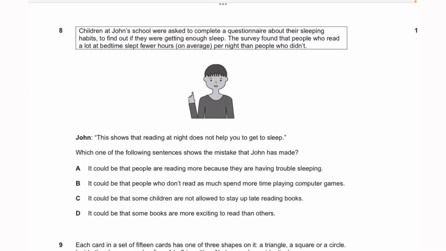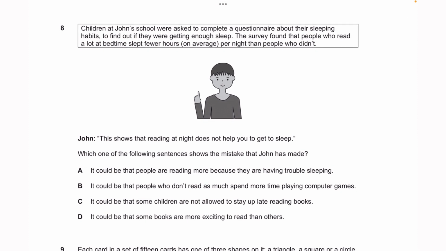So question 8. Question 8 says this. Children at John's school were asked to complete a questionnaire about their sleeping habits to find out if they were getting enough sleep. Now, the survey found that people who read a lot at bedtime slept fewer hours on average per night than people who didn't. And then John says this. This shows that reading at night does not help you get to sleep. Now, which one of the following sentences shows the mistake that John has made?